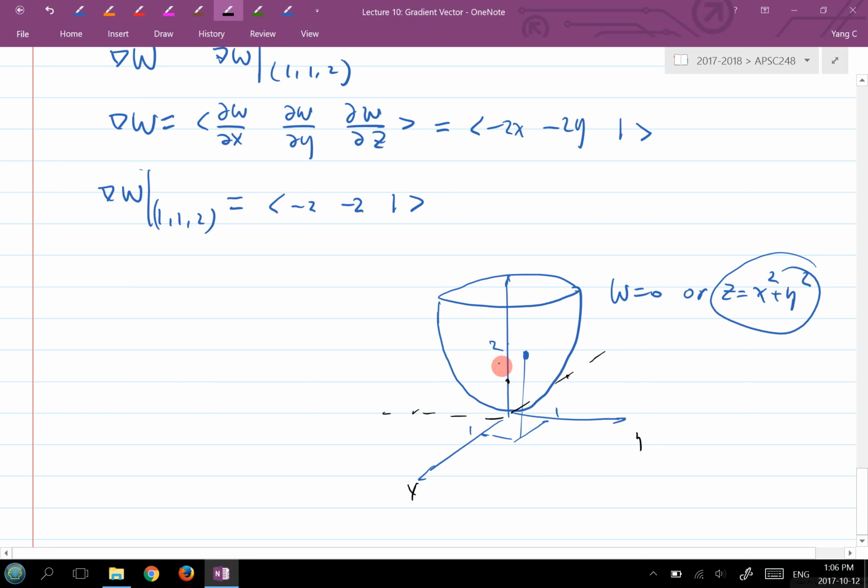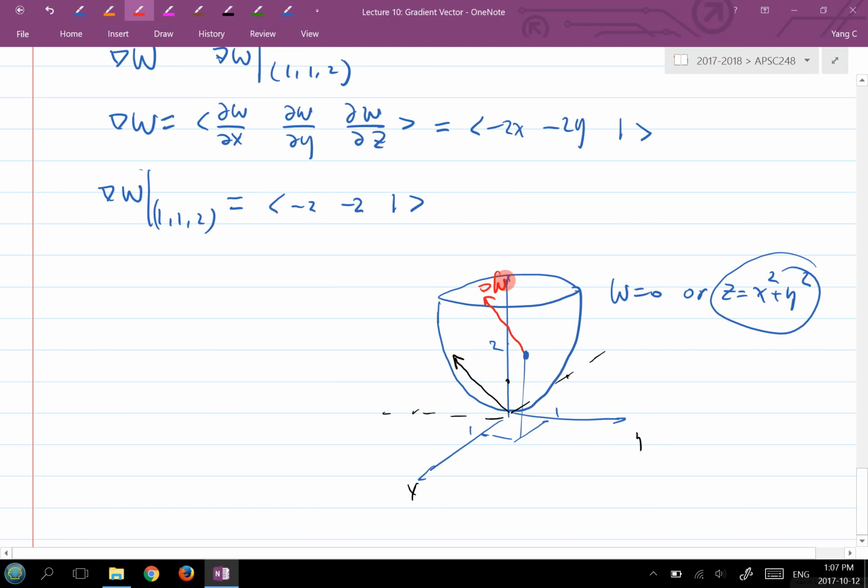So that vector is probably pointing inwards, into the back of the paper. Then we move this vector without changing the direction and the length all the way up to this location here, and redraw that. Like that. So that's going to be your del W at this 1, 1, 2 location. Is that clear?